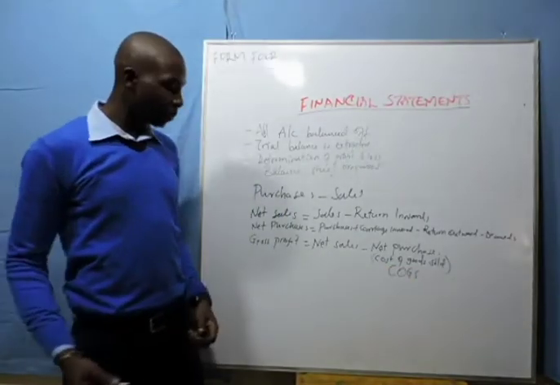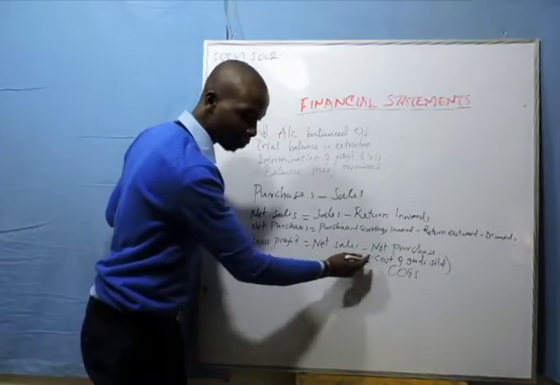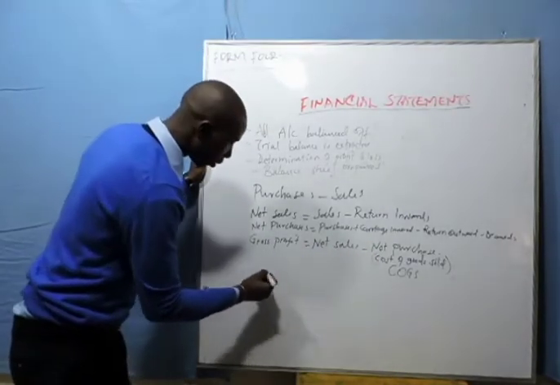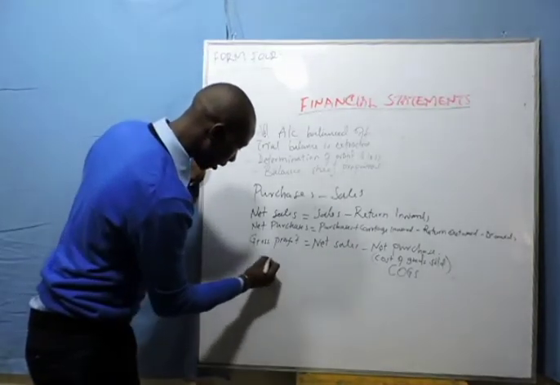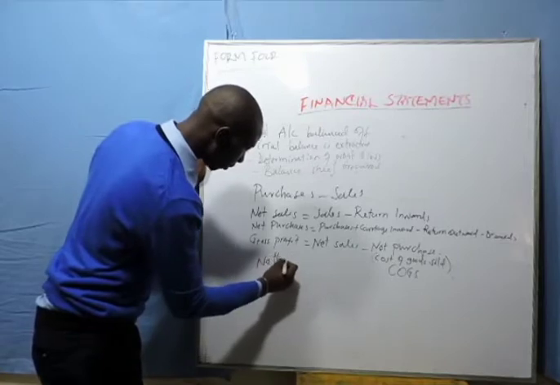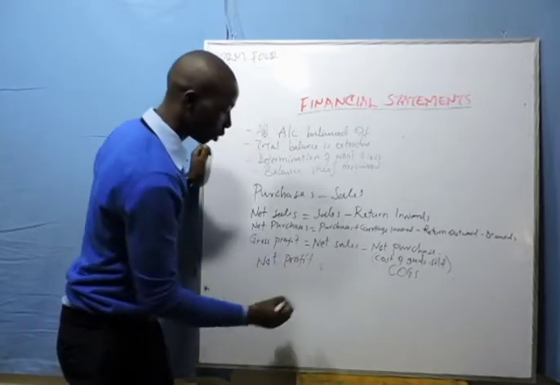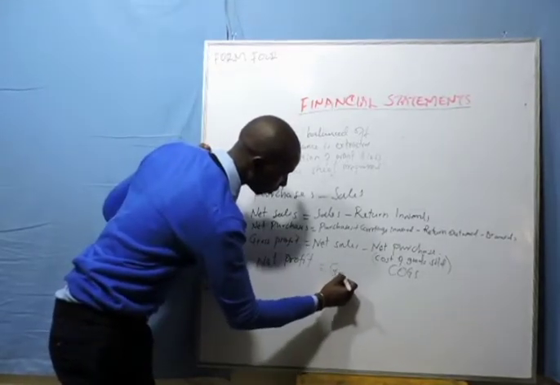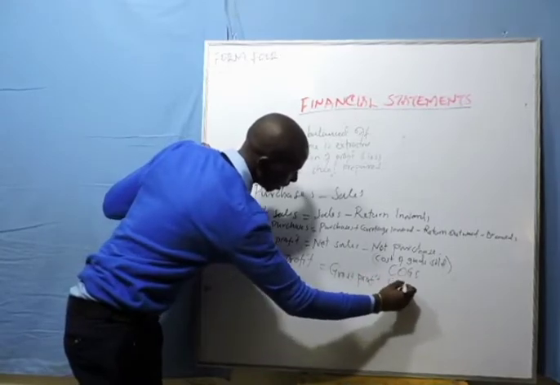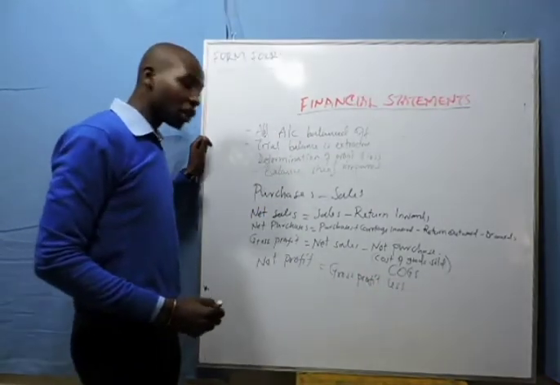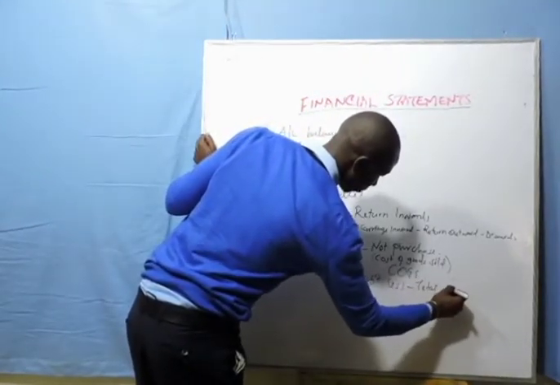So let's see what net profit is. This is gross profit and this is net profit. After getting the gross profit, we calculate the net profit, which is equal to gross profit less total expenses.